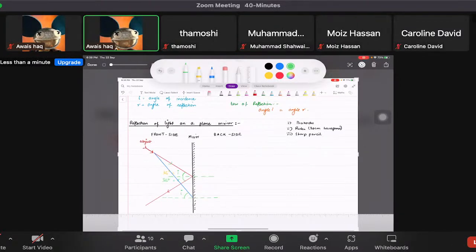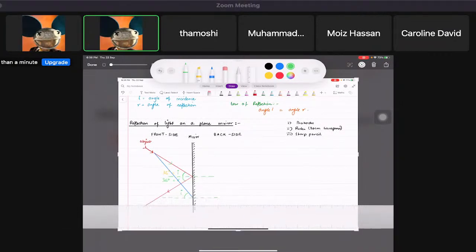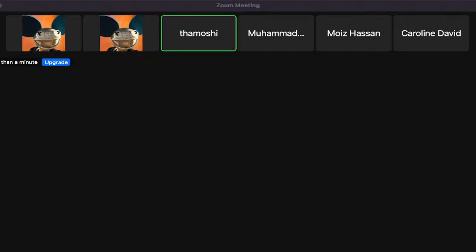Okay, never mind. So then you measure this angle I. You just make an arrow so you know that this is the line that is coming in.